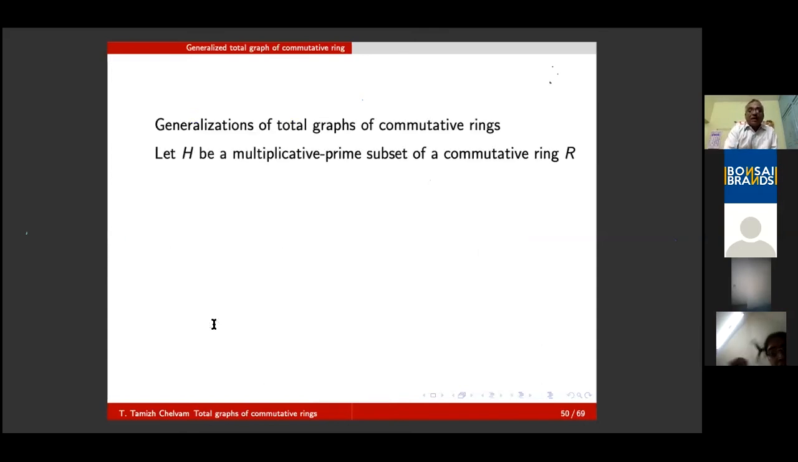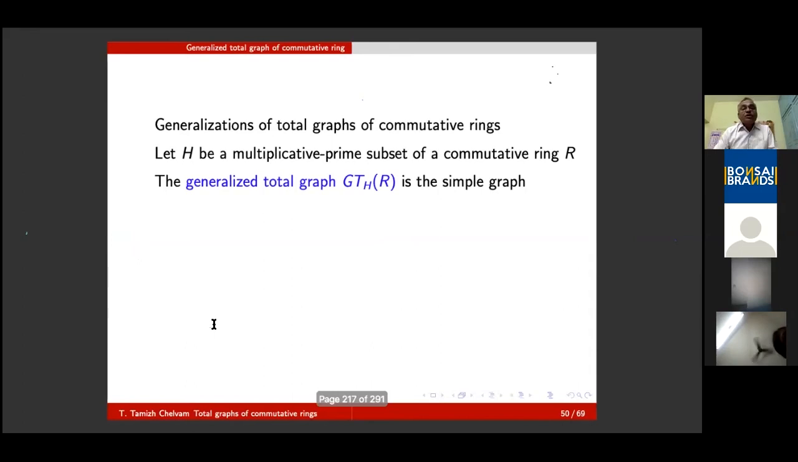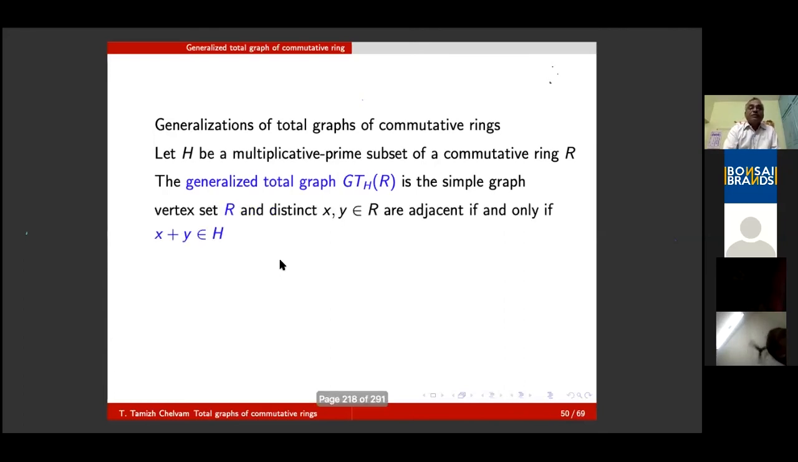So you take R, a commutative ring, and H, a multiplicative prime subset of R. Then the generalized total graph is denoted by GT_H(R), generalized total with respect to the multiplicative prime subset H of R. It's a simple undirected graph with vertex set R, and two distinct elements x and y are adjacent provided x plus y is in H. Literally, what is the difference between total and generalized total?